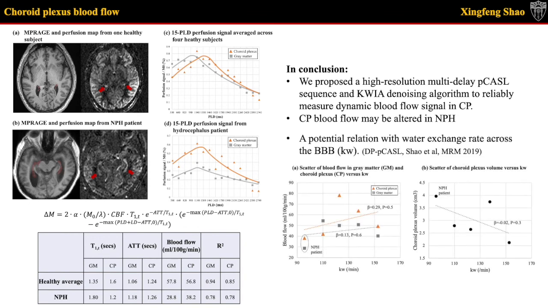We also observe a potential trend between water exchange rate across the blood-brain barrier, Kw, measured by a diffusion-prepared ASL sequence. We found a more positive association between choroid plexus blood flow and Kw than blood flow in gray matter, and a negative trend between choroid plexus blood volume and Kw, which indicates water exchange across the BBB may be associated with CSF regulation and the lymphatic system.